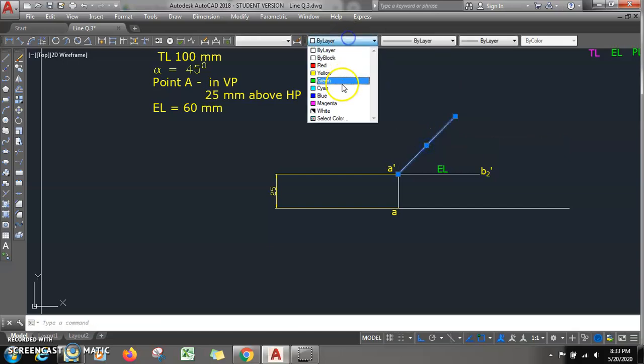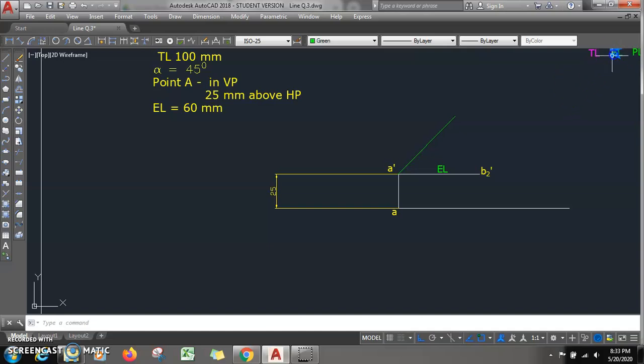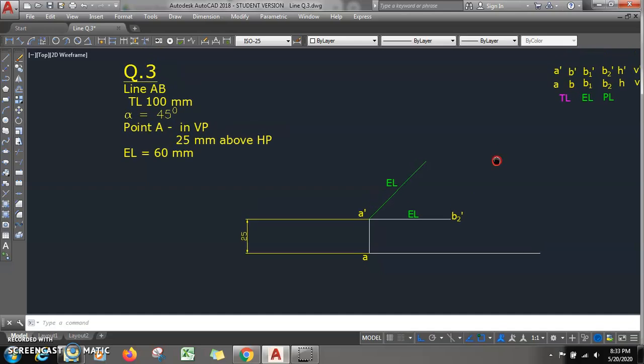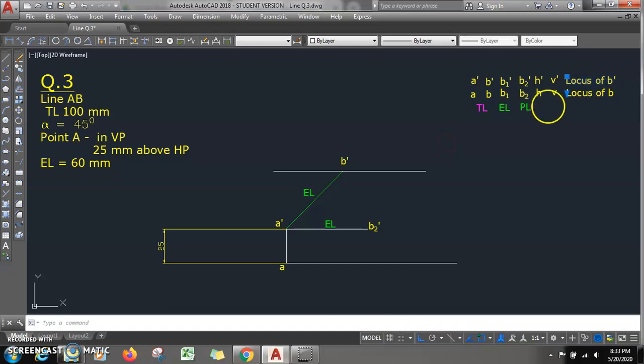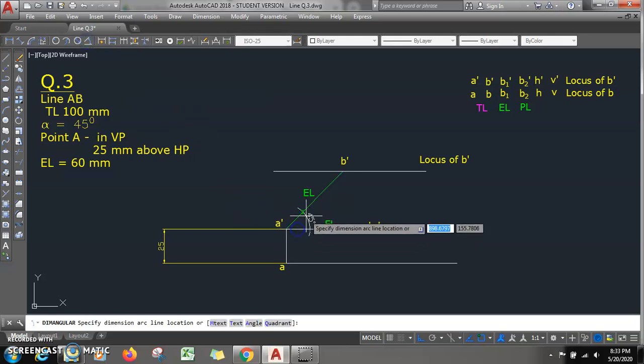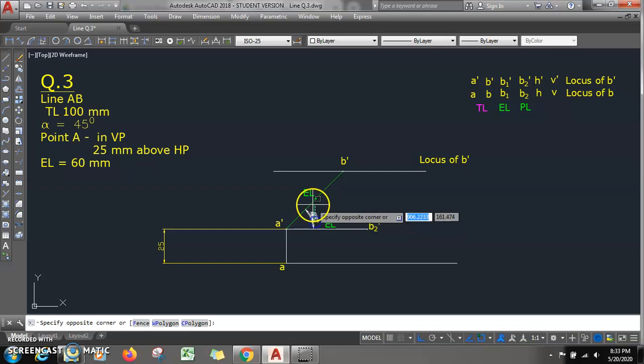Okay, so what is this? This is my final projection, a dash b dash, and this length is EL. This point becomes b dash, and from b dash I will draw one parallel line there. This line is locus of b dash, and this angle is alpha.